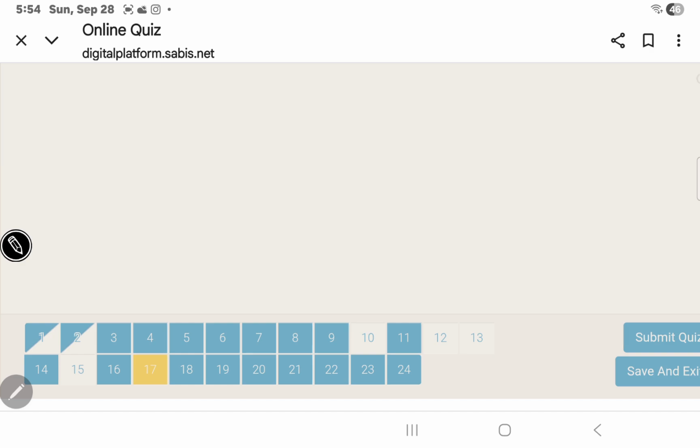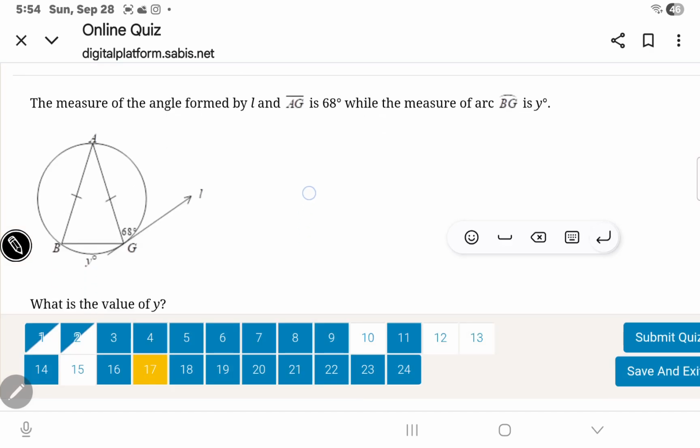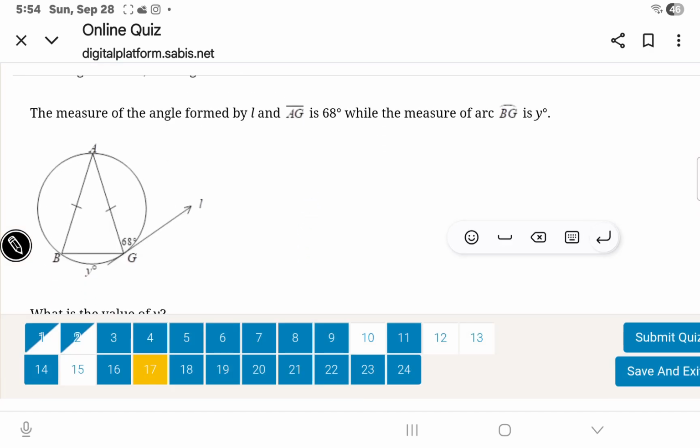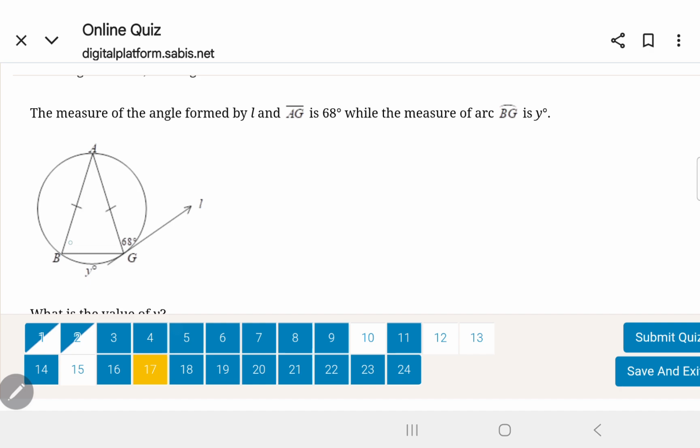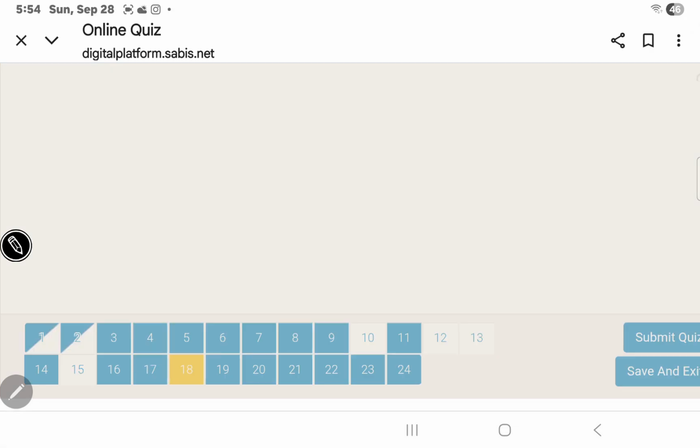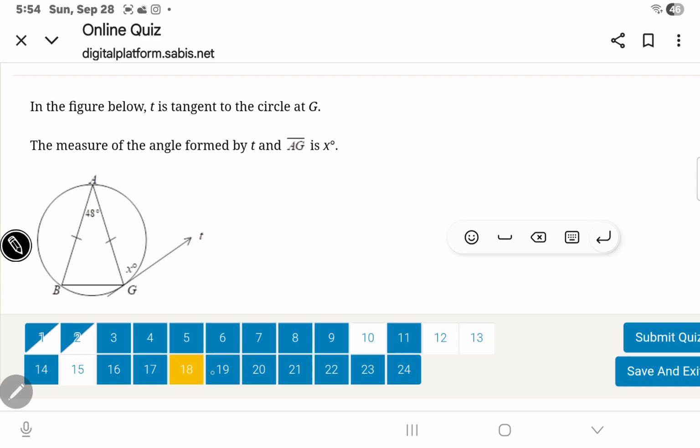Number 17. We have to find the measure of the arc y. This is an isosceles triangle and this angle at the circumference is 68. The triangle is isosceles, so 68 here. Add 68 plus 68, subtract from 180, you get angle A. Multiply A by 2, you get y. Number 18. This is repeated.